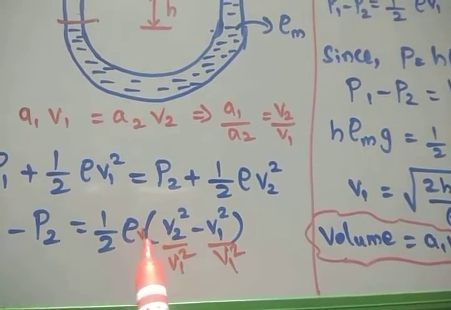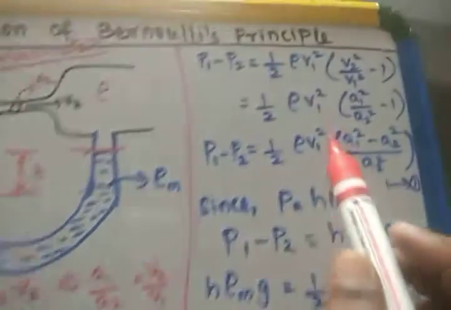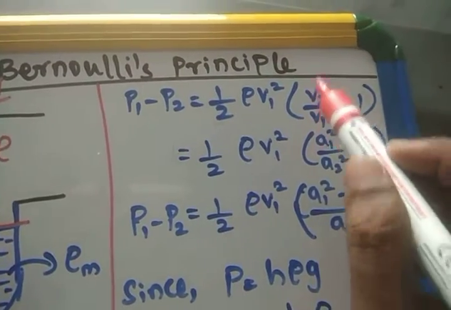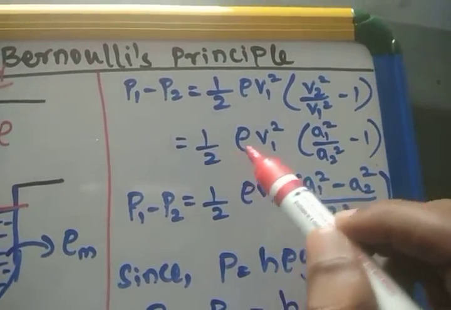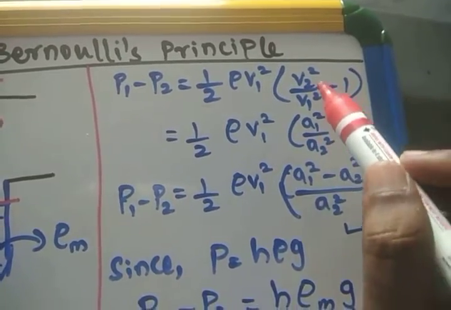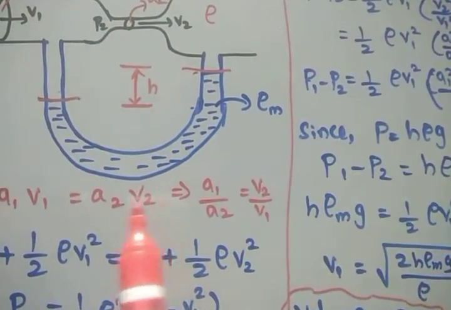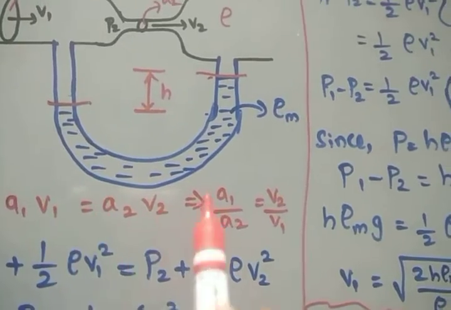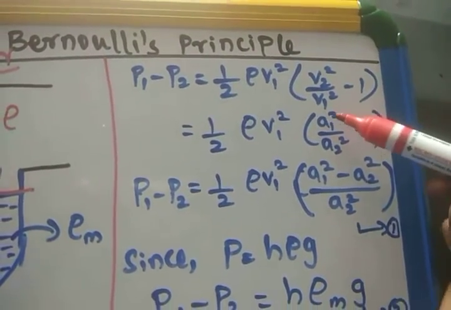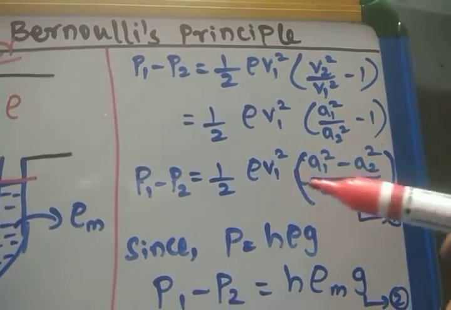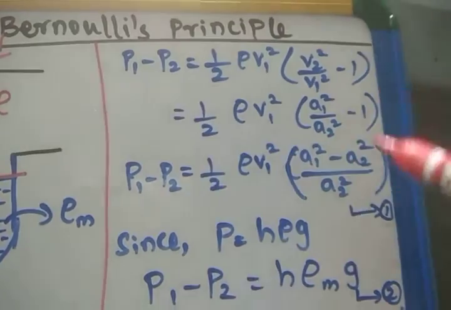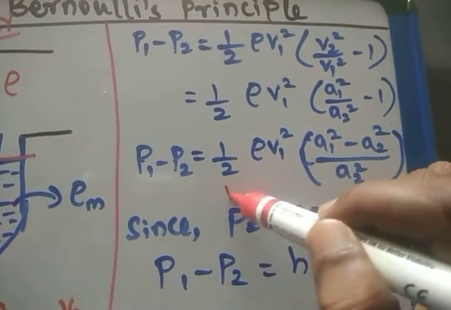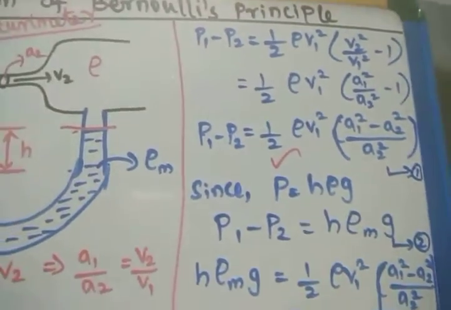So multiply and divide by V1 squared. V1 squared stays as it is, and the other factor is V2 squared by V1 squared minus 1, times half rho V1 squared. We have studied from the equation of continuity that A1 by A2 is equal to V2 by V1. So V2 squared by V1 squared minus 1 is equal to A1 squared by A2 squared minus 1. So P1 minus P2 is equal to half rho V1 squared, then taking the LCM. This is the equation of flow for the liquid.